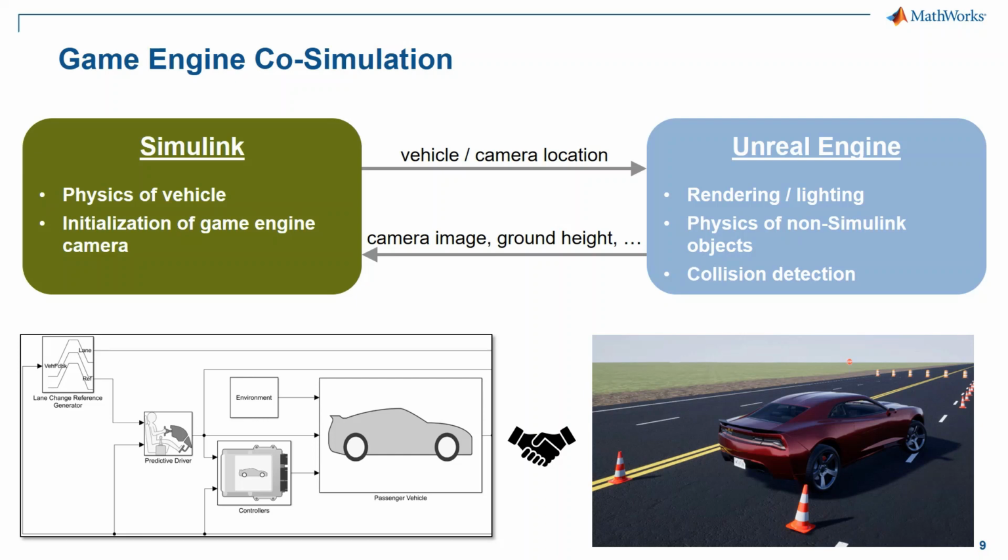Now you can close the loop with Unreal Engine, so we are actually sending information back to Simulink, things like the ground height underneath the tires, as well as images, because we have kind of an ideal camera sensor in the front of this vehicle that can send back RGB data into Simulink, so you could do some kind of vision-based testing.